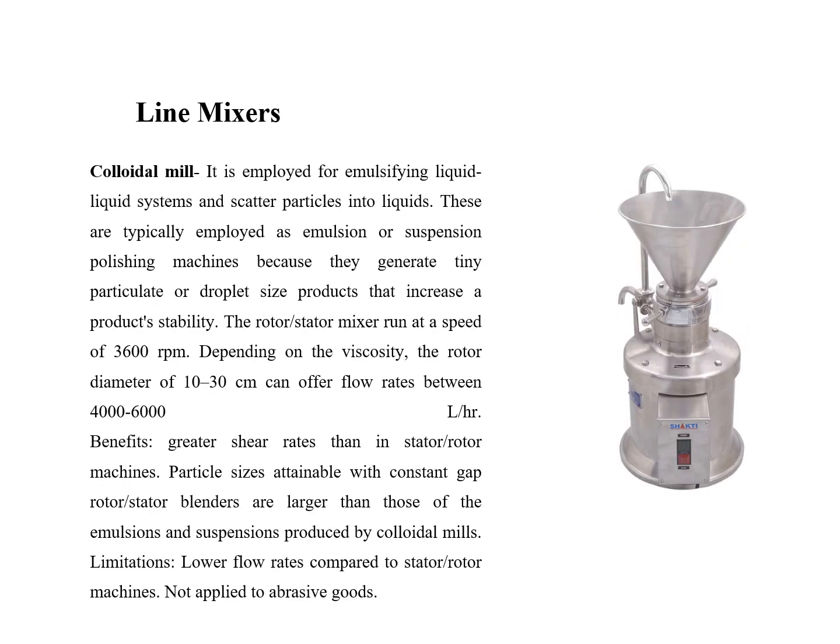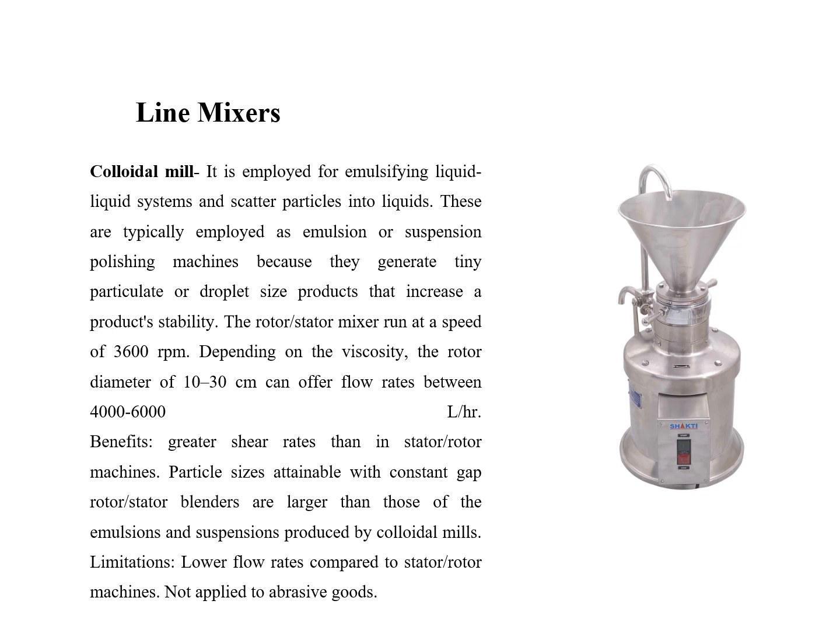Colloidal mill. It is employed for emulsifying liquid system and scatter particles into liquids. These are typically employed as emulsion or suspension polishing machines because they generate tiny particulate or droplet sized products that increase a product's stability. The rotor stator mixer runs at a speed of 3600 rpm depending on the viscosity. The rotor diameter of 10 to 30 cm can offer flow rates between 4000 to 6000 liter per hour.